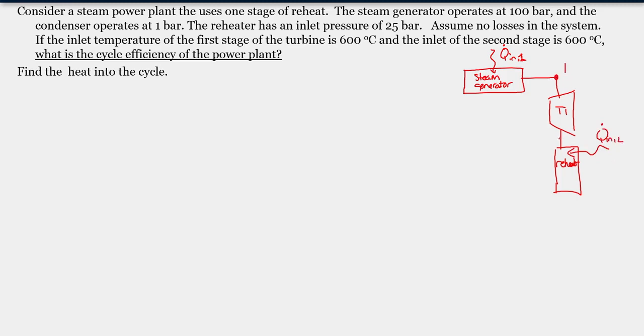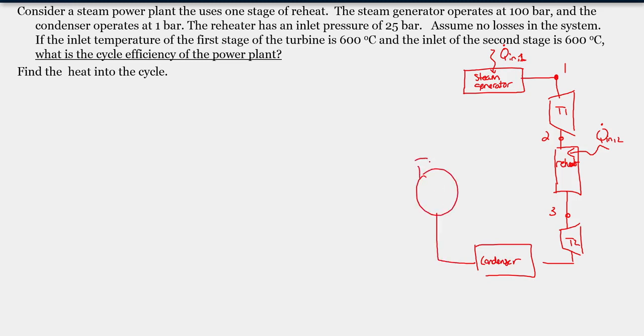So this is state 1, this is state 2, here's state 3, and again to complete the diagram, here's my second stage of the turbine, my condenser, and then here's my pump. I'm going to finish our labeling. It looks like that. So we want to find the heat transfer into the cycle.